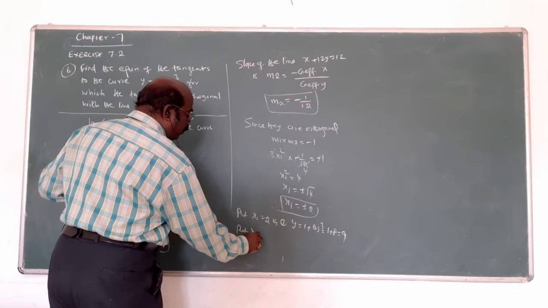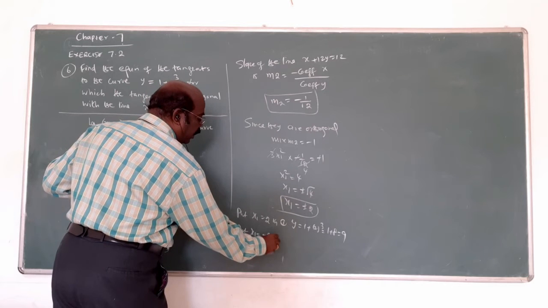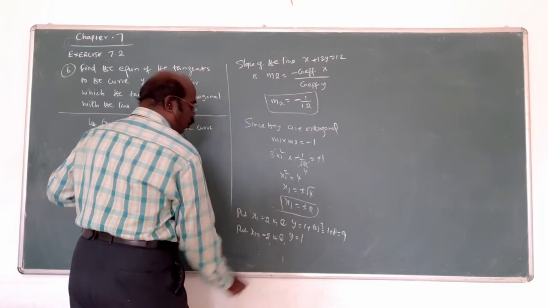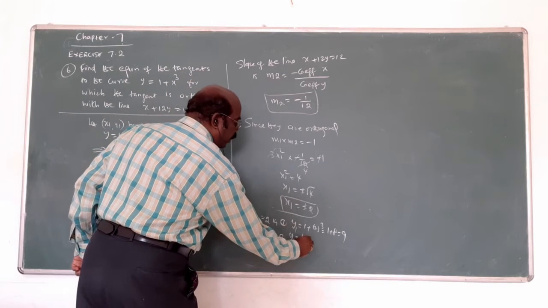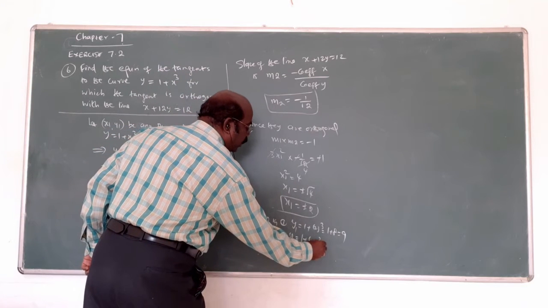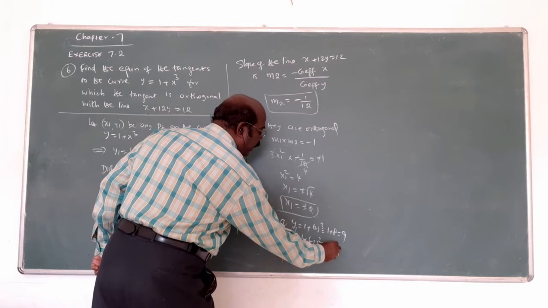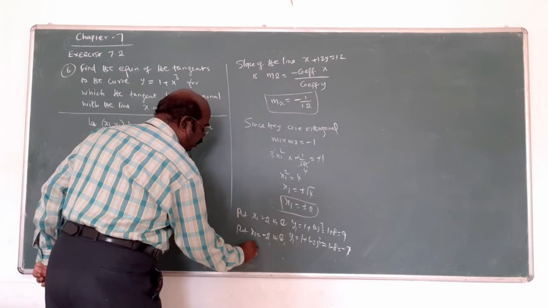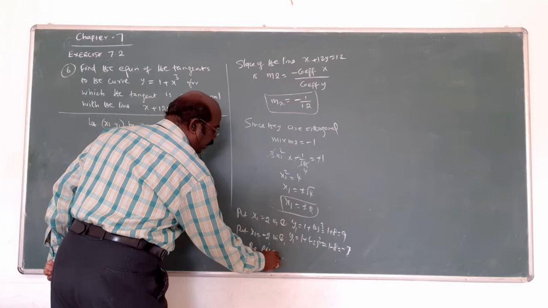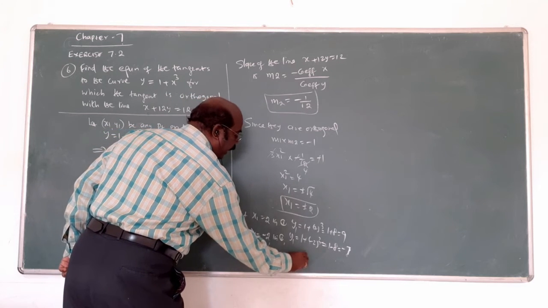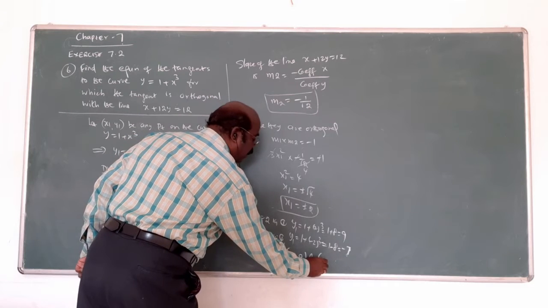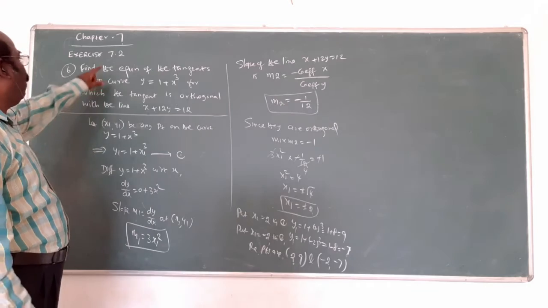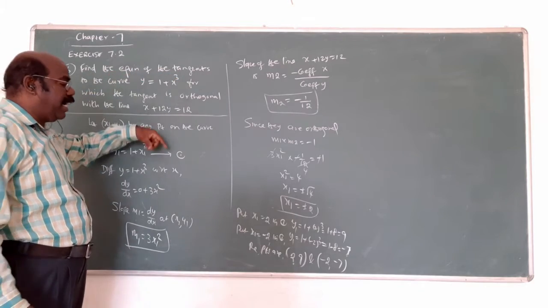Put x1 equal to minus 2 in the first equation. y1 is actually 1 plus minus 2 whole cube. That is 1 minus 8, that is minus 7. Therefore, the points are 2, 9 and minus 2, minus 7. Now, find the equations of the tangents.